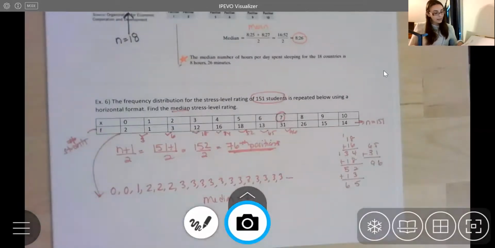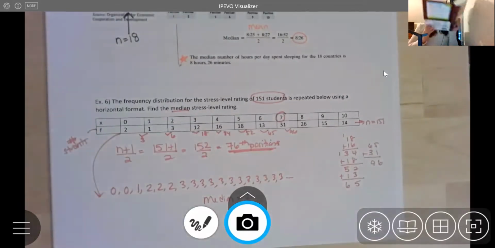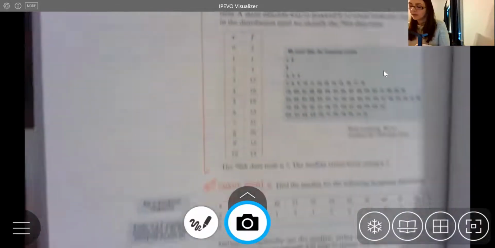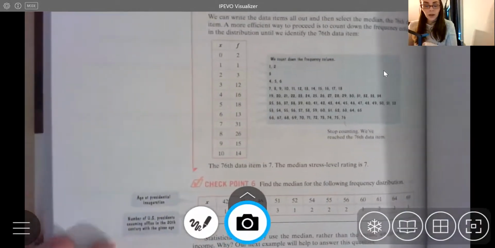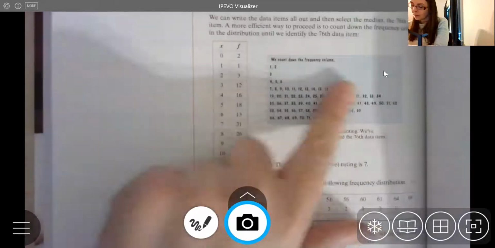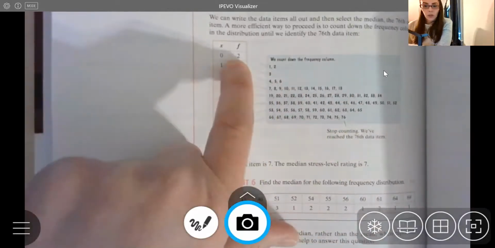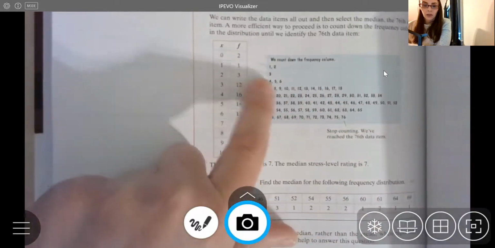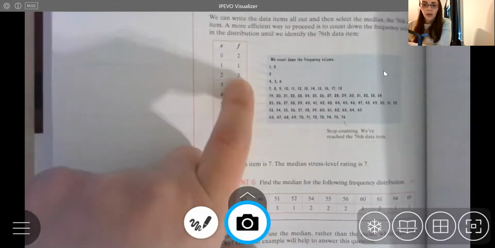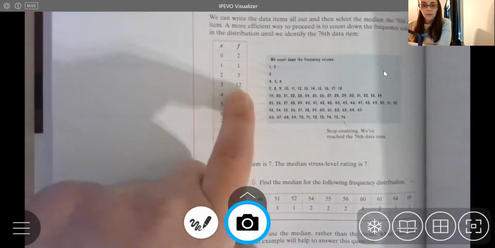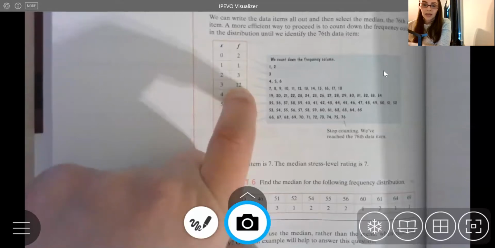Now, your book does it a little bit differently, so I'm going to show you that page for a second. They actually take the time and write it out a little bit. Here they write it out by position. If we have a frequency of 2 here, then you have the 1st and 2nd position. The next count of 1 would be the 3rd position. Here you have the 4th, 5th, and 6th position. And next you have the 7th, 8th, 9th, 10th, 11th through 18th position.